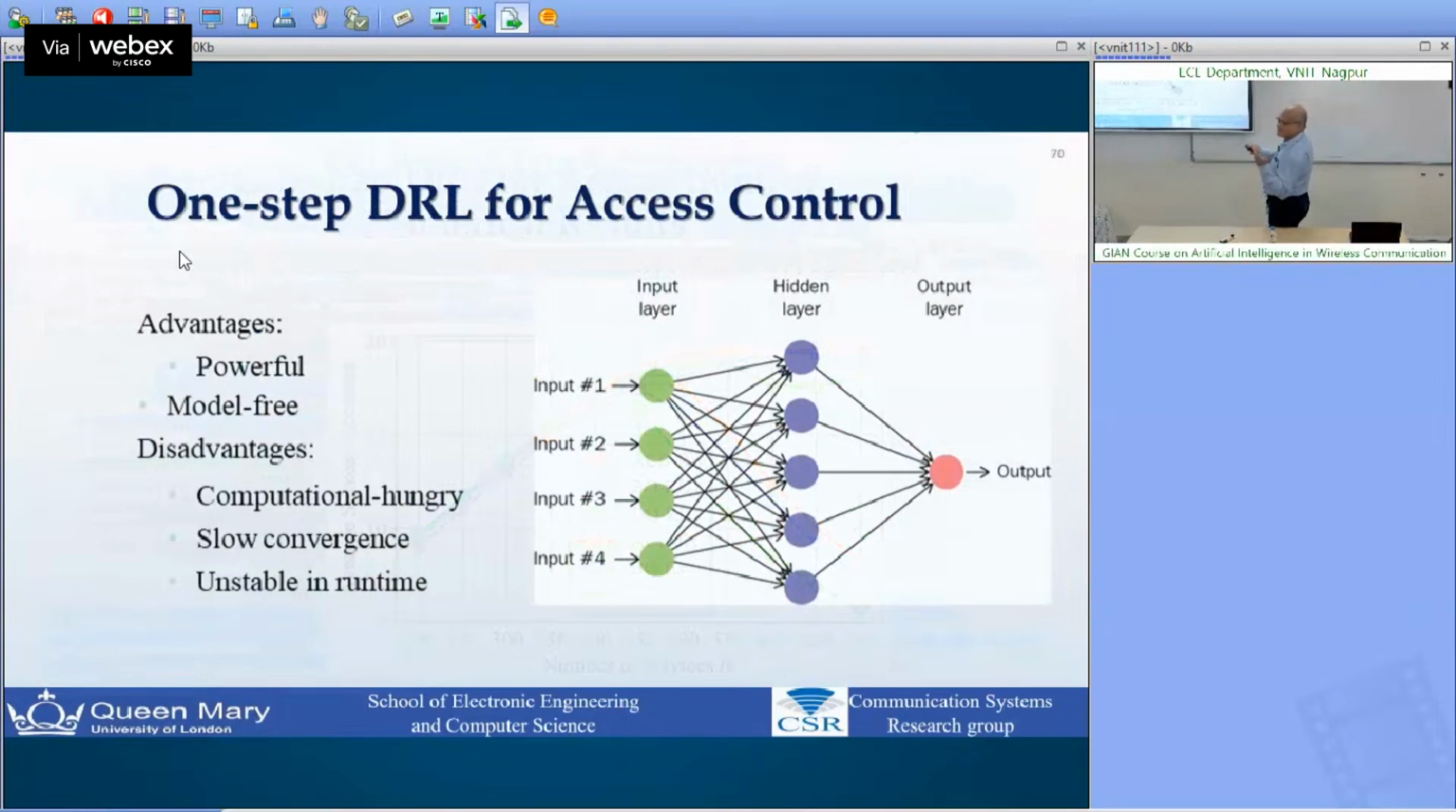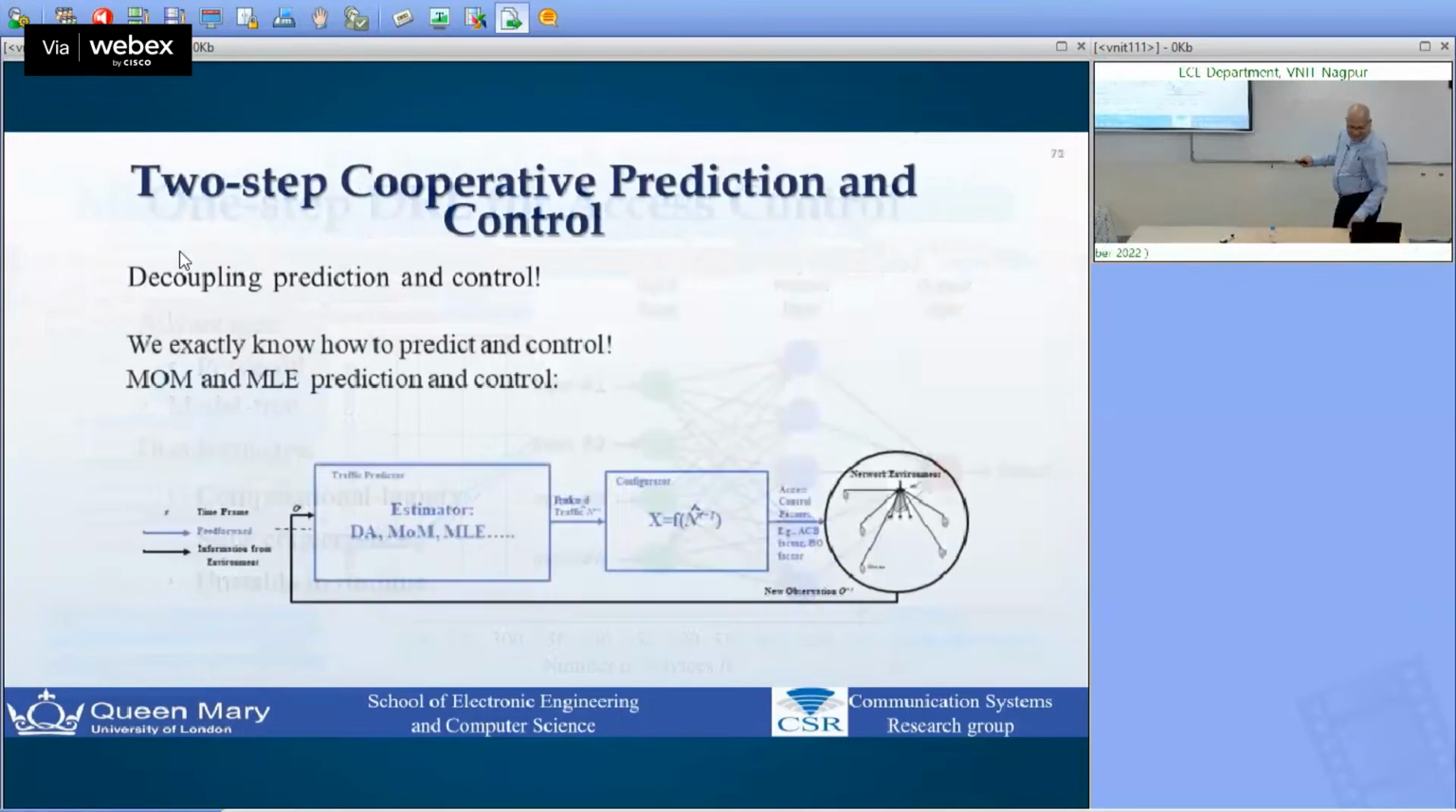The advantage here is you have just one agent, so it dynamically changes the ACB factor. It is fine. So the disadvantage is it may not converge, so then it may not be stable. Because of that, what we did, here we have two steps. One is the predictor, the predicted traffic. Once we predict the traffic, then we can find the ACB factor and we can broadcast.